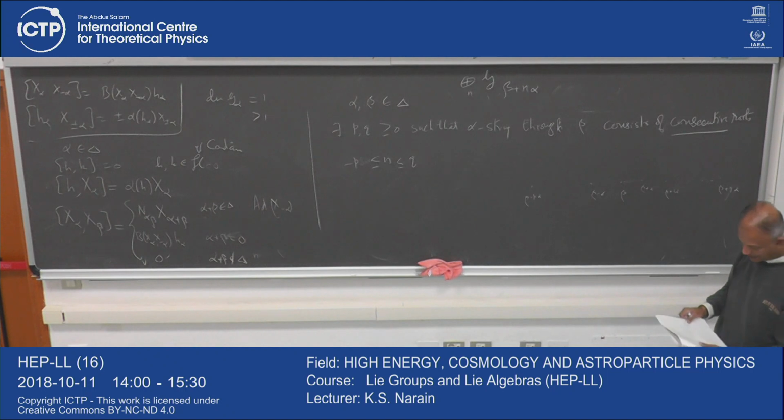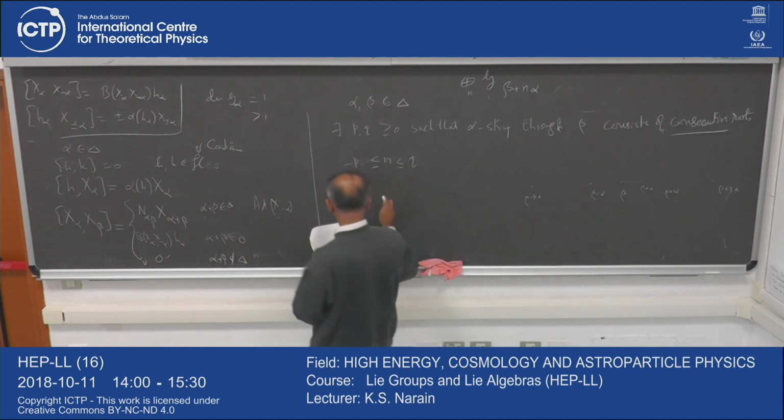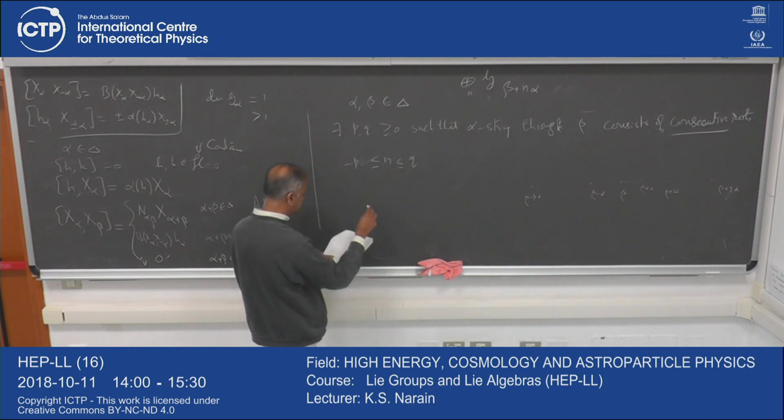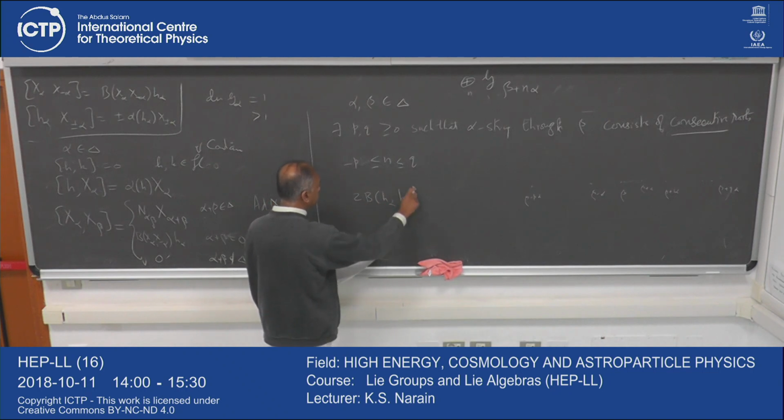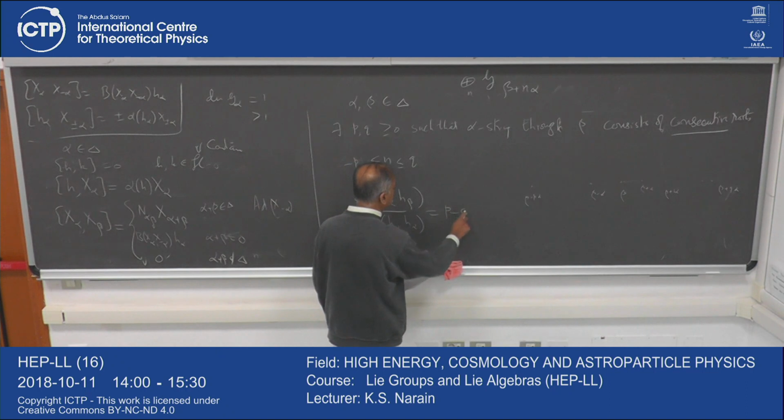That's the thing. And furthermore, there's a very precise relation. Given these integers p and q, there's a very precise relation, which is 2 B(H_alpha, H_beta) divided by B(H_alpha, H_alpha) equals p minus q.